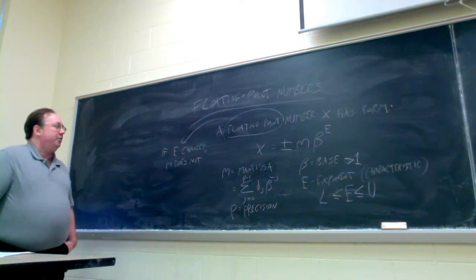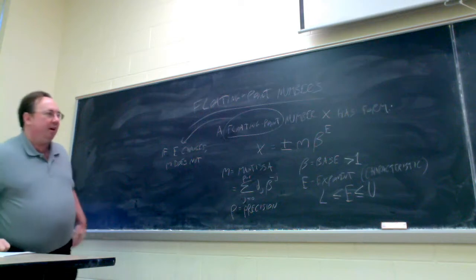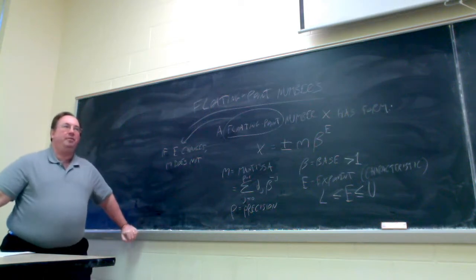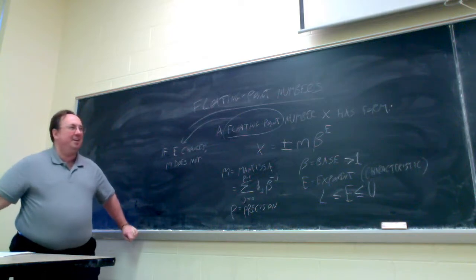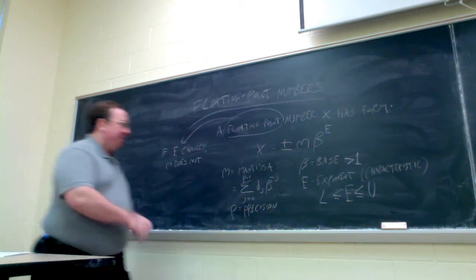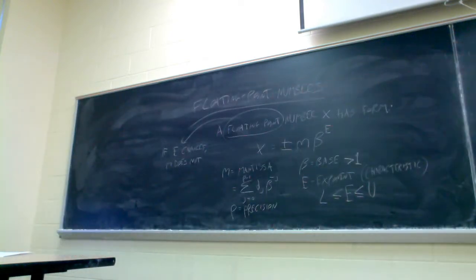Now for computers, beta is going to be equal to 2. Interestingly enough, though, I read somewhere that a long time ago, the Russians developed a computer that used base 3, but I guess it didn't really work out for them because it hasn't taken hold. So people tried to change things back then.